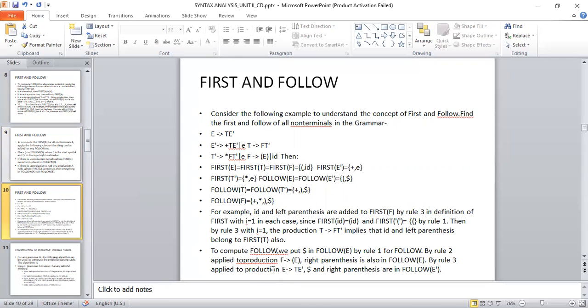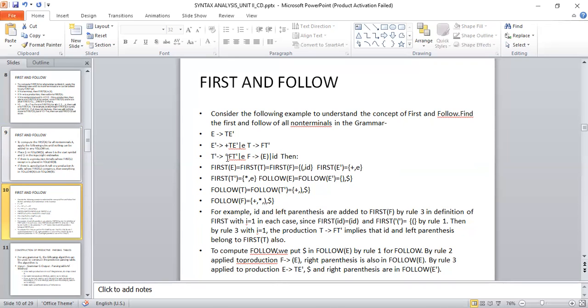Consider the following example to understand more about the first and follow concept. Here we have the productions E implies TE dash and E dash implies plus TE dash, and so on. This is also called augmented grammar; we'll see what that is in other sessions. Then first of E is first of T, the first non-terminal. First of T is equal to first of F. First of F is left parenthesis or ID, since we have F implies left parenthesis E right parenthesis. First of E dash is plus or epsilon. So we have to take first of E dash as plus or epsilon. Again, compute first of T dash.